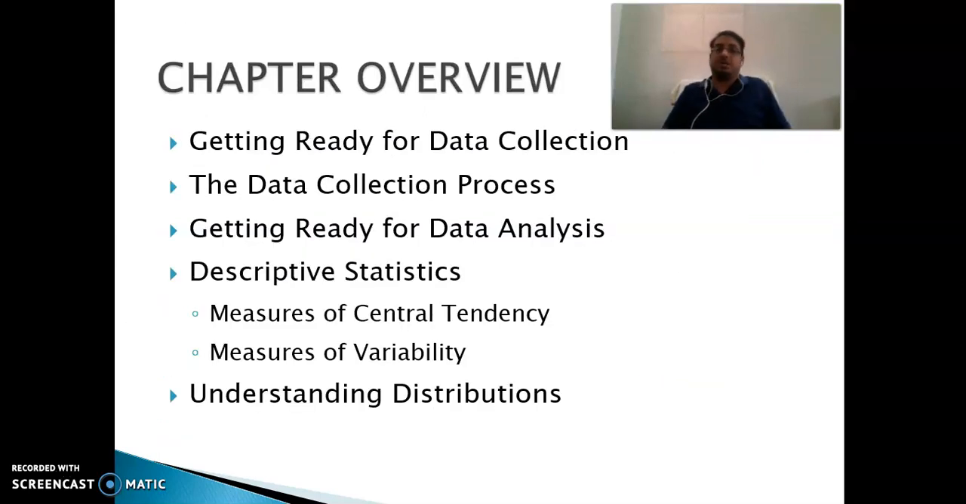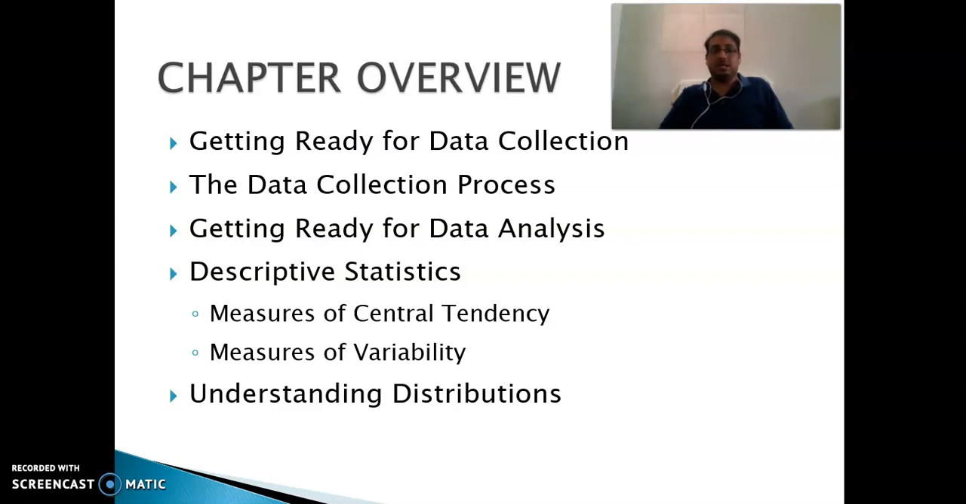So let's look at chapter overview. First, getting ready for data collection. You have to get ready for data collection. Then data collection process. Then getting ready for data analysis. After collecting data, of course, you have to get ready for your data analysis. Then you have to analyze.